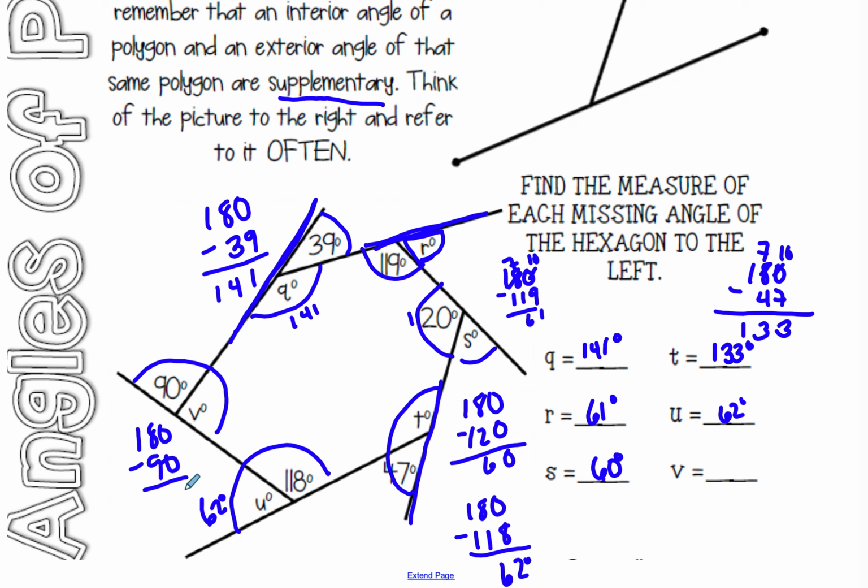We subtract 90, and we get 90. So V is going to be 90 degrees.